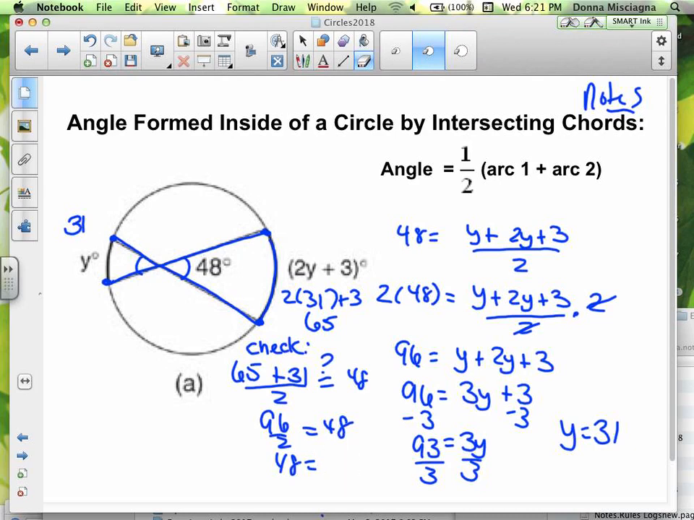So the checks are not required, but if you want to see if your answer works out, you want to check your work, you could always plug it back in and make sure that the sum of those two intercepted arcs divided by 2 equals your vertical angles.